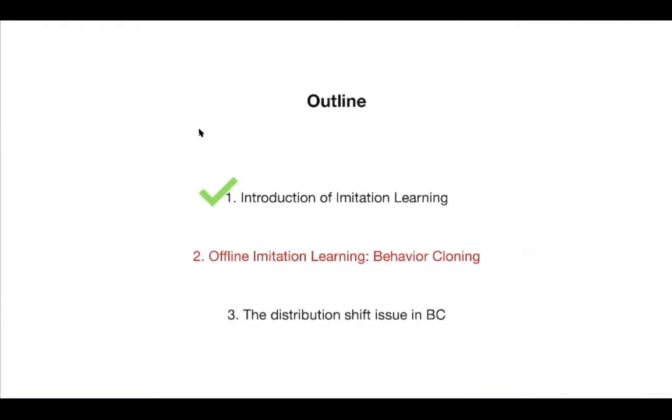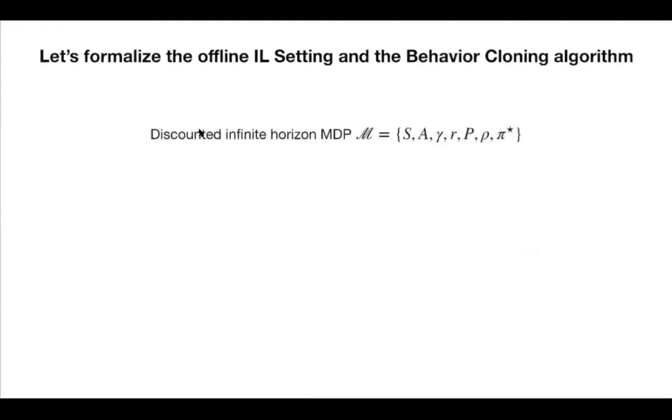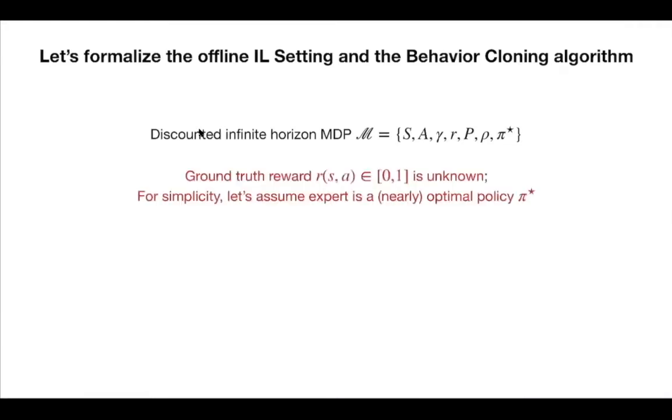Okay, so we basically talked about the behavior cloning algorithm, right? So it's literally a supervised learning algorithm. And now let's just put it into this Markov decision process framework. And again, we're going to focus on this discounted infinite horizon setting. So here, the reward function is still a scalar from 0 to 1, but this is unknown now.